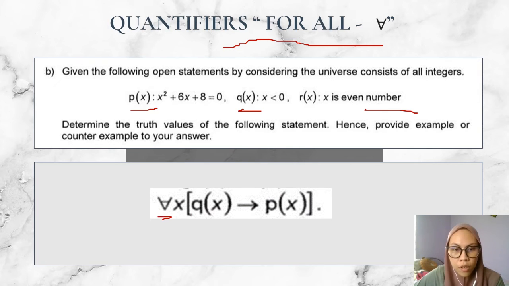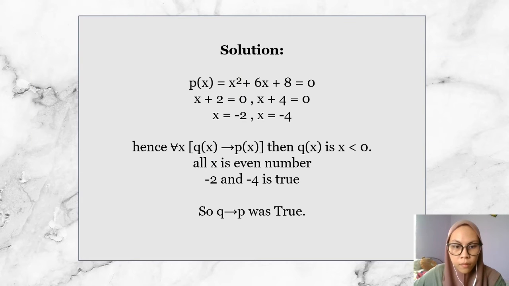The statement is: for all x, Q(x) conditional P(x). For the solution, first for the function P(x), we factorize the equation x² + 6x + 8 = 0. We get x = -2 and x = -4. This means when we replace x with -4 and -2, we get 0. So this function becomes true.